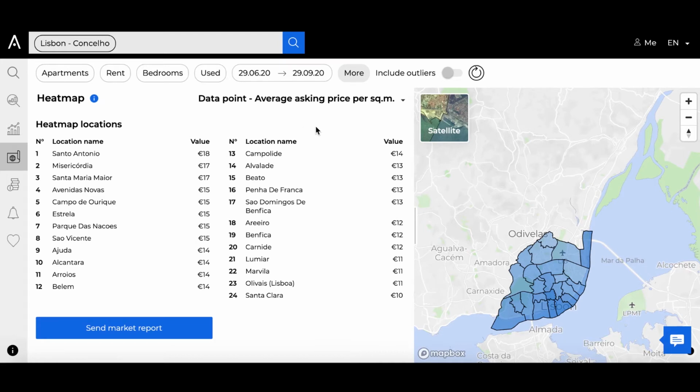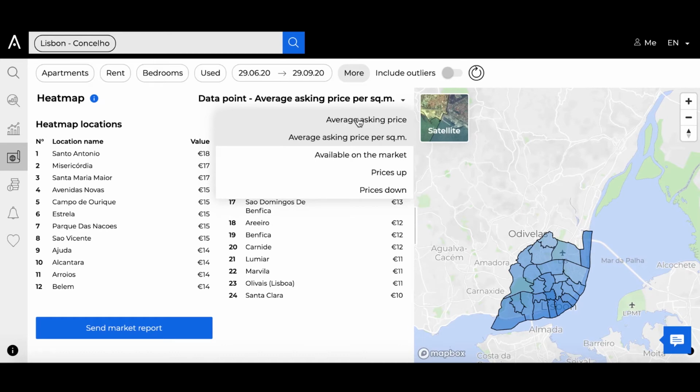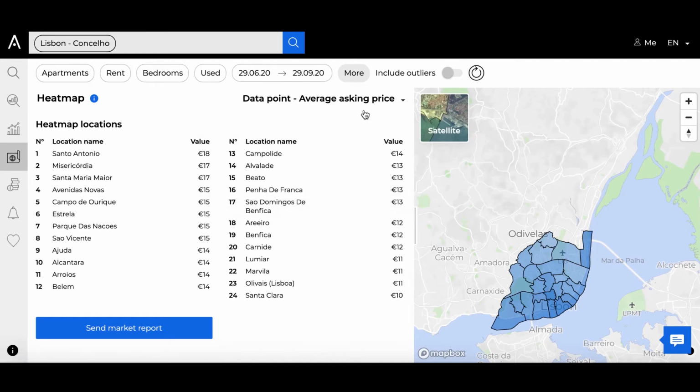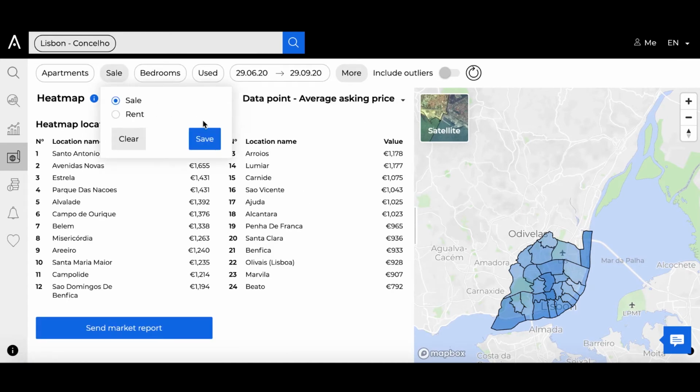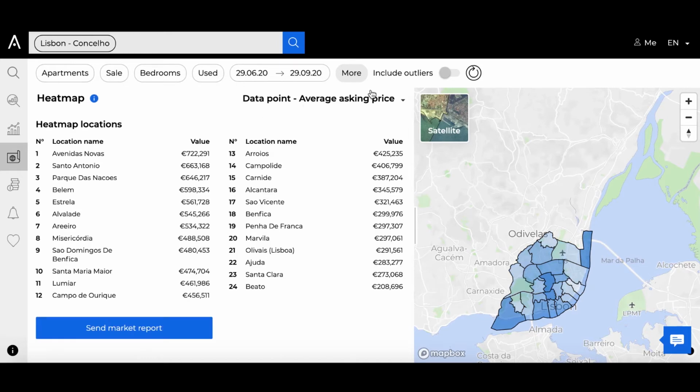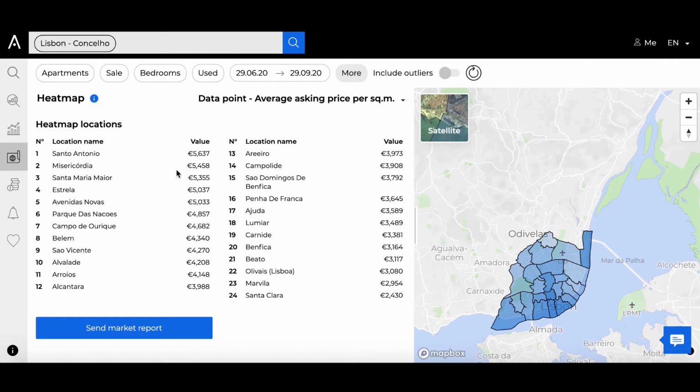Now, the interesting thing here is if we go back to our average asking price and then go on sale and then go on square meter, we can see that the difference between Campolide and Santo Antonio is 50% higher than Campolide, yet the rental price is only 25% higher. This clearly shows us that if we look from an investment point of view, that Campolide is a much more attractive destination for investment, for a yield investment.